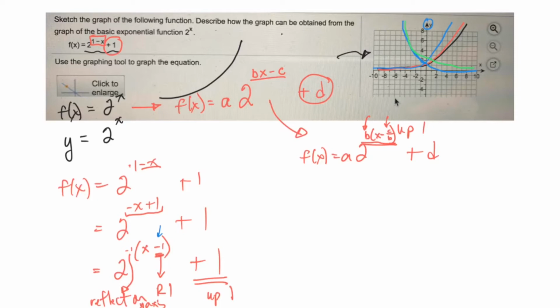Anyway, if they're asking for the transformations, describe how it can be obtained, I would say move right 1, reflect on the y-axis, and go up 1. This is the one that I think in my labs, I think that they make a mistake on that one. But let's see, maybe I'm wrong. Let's check on Desmos. Okay.